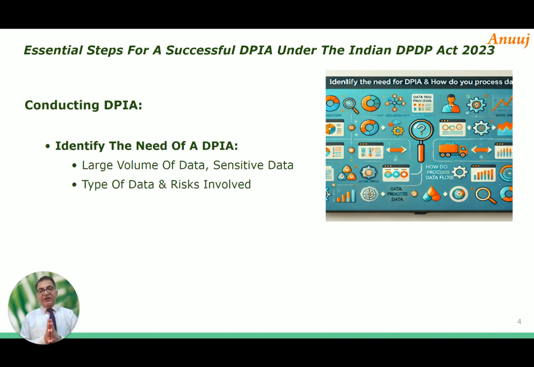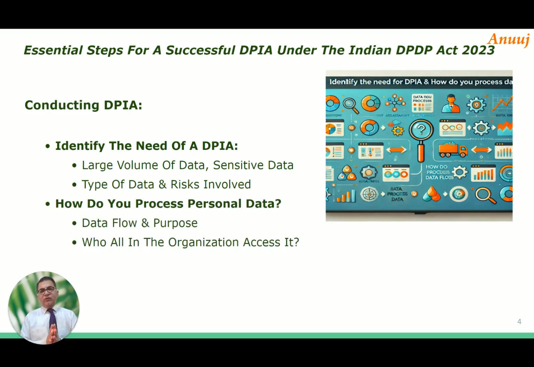It is generally recommended that if you are processing sensitive data, and a large volume of sensitive data, then you should perform DPIA. You should also check what kind of data you are processing and whether there is any risk, and the process of checking that risk would come up while you are conducting the DPIA. How do you process that data? You collected the information, it flows in your organization.